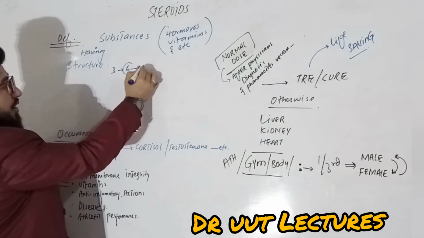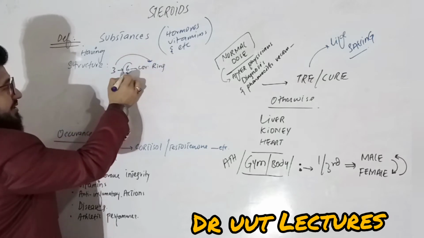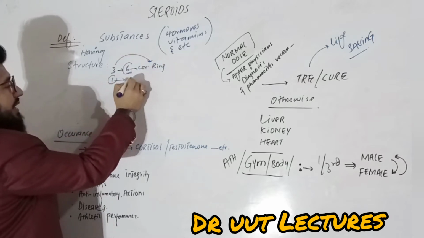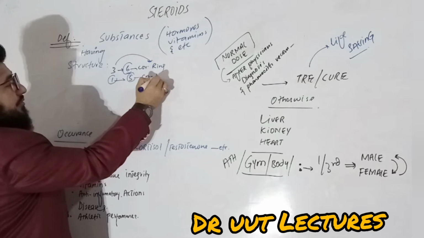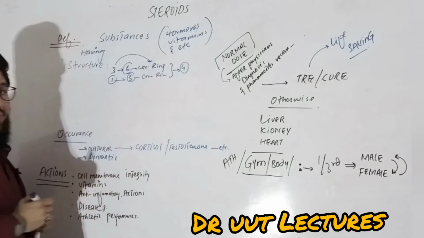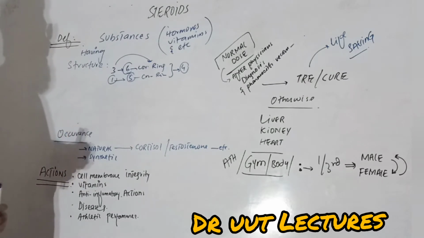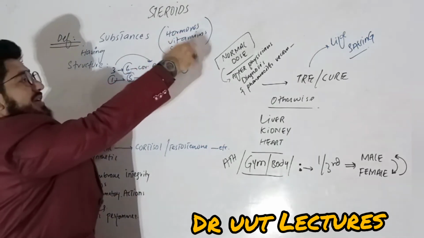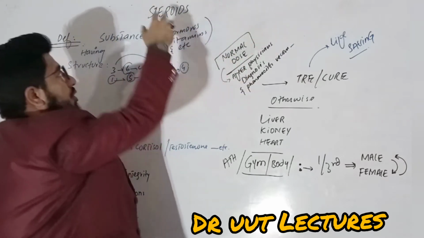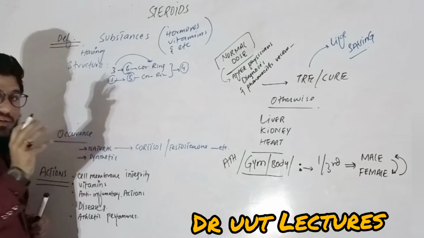six corner rings. How many rings? Three rings. Okay, they're having six corners, and one will be a five corner ring. So these two means four ring structure is there. If this structure you find anywhere in the hormones, in the vitamins, etc., then those are actually called as steroids. Okay, simple definition.